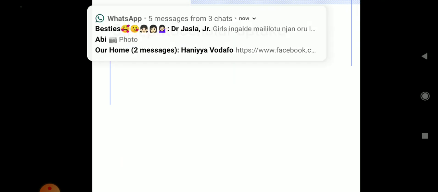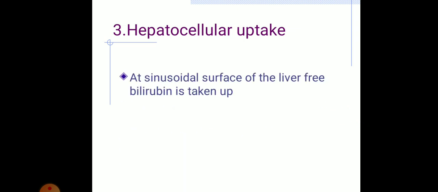Now, after reaching the liver, it should be taken into hepatocytes. Third step is hepatocellular uptake. After formation of bilirubin and transport to the liver, it is taken into hepatocytes. At the sinusoidal surface of the liver cell, free bilirubin is taken up. This albumin and bilirubin bond is detached, and this bilirubin is taken up into hepatocytes. This is a carrier mediated process, that is simply facilitated diffusion.